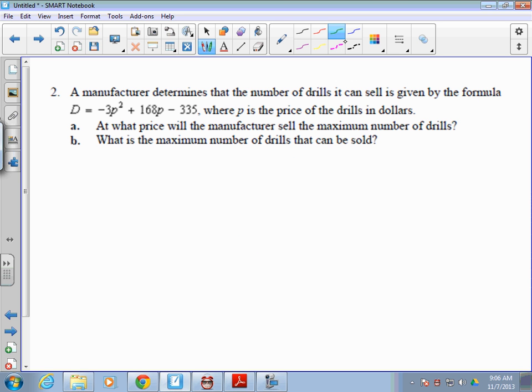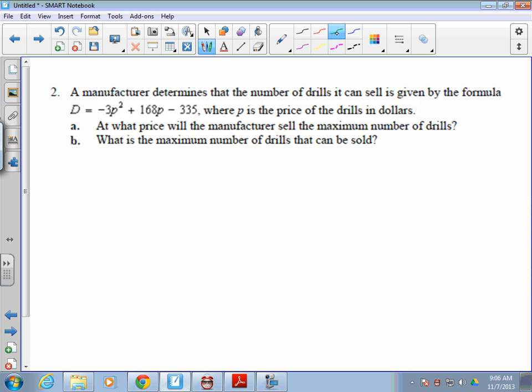2 says a manufacturer determines the number of drills it can sell is given by the formula D. And if you notice it, it's in standard form. You'd read it as Y equals negative 3x squared plus 168x minus 335, where P is the price of drills. So your X value is going to be your drills if you're looking at it in standard form. It says at which price will the manufacturer sell the maximum number of drills.